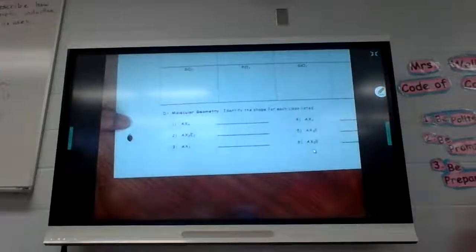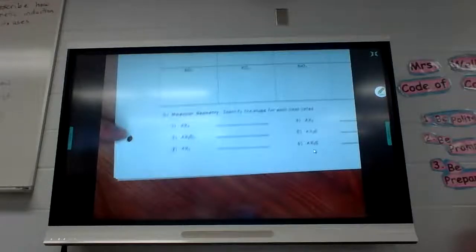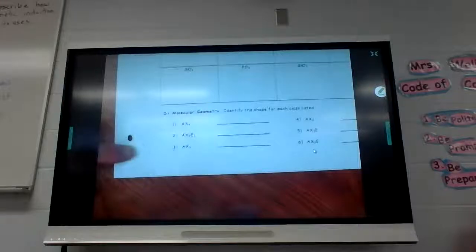Right here, beside this section, A equals central atom. Just write CA for central atom. X equals the bonded atoms. E is lone pairs. There's no C's up there. E equals lone pairs.